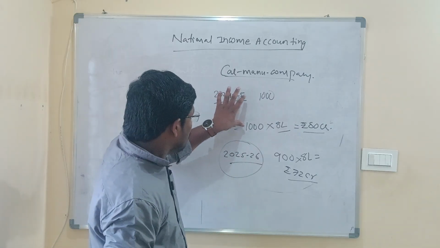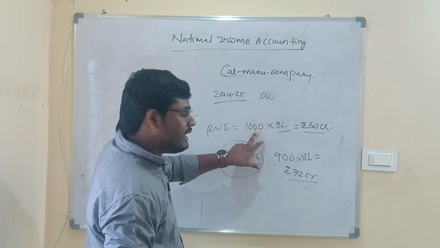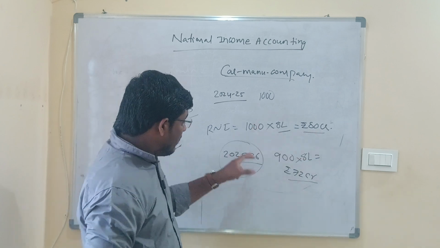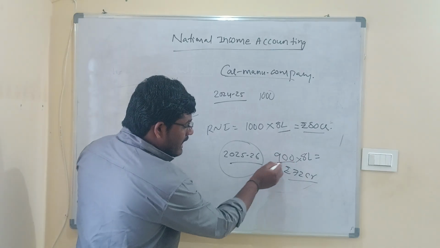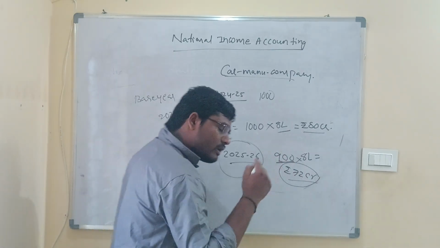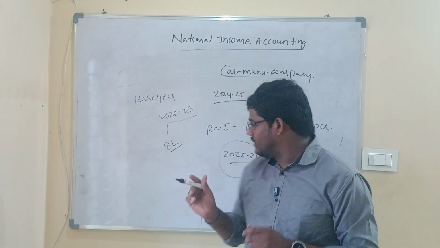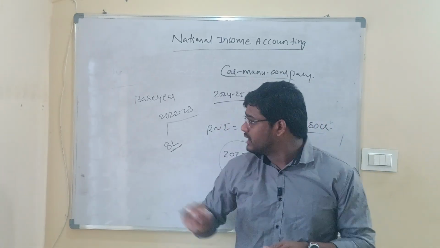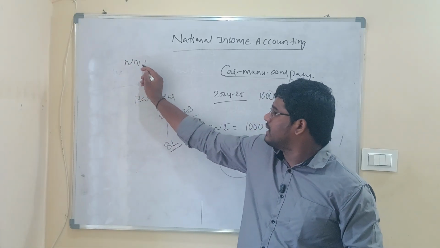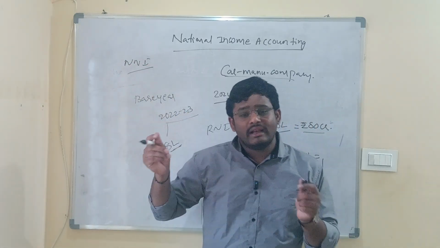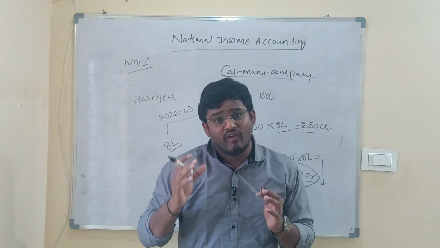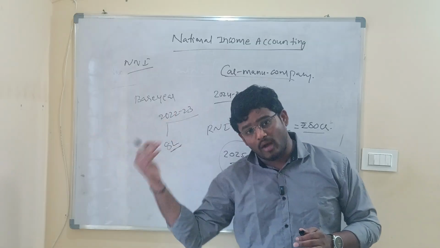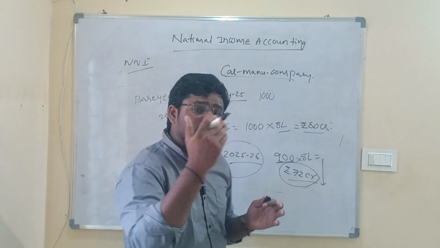In the year 2024-25, the car making company has produced 1,000 cars and its contribution was 80 crores. But in the next year, the real production has fallen, hence its contribution to the real national income has also declined. Now, what is the problem with the nominal national income? The problem is that despite the real production of a particular firm falling, due to the rise in the price of the product, its contribution to the nominal national income might increase, might inflate.